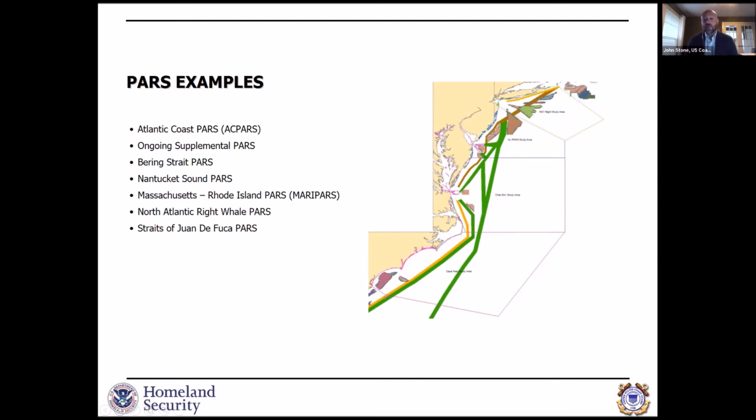Huge one out west with the Straits of Juan de Fuca a few years back. And then, not mentioned on this slide, you may have read in the Federal Register that we've kicked off a Pacific Coast PARS most recently to do something very similar to what we've done on the Atlantic coast. To study those waters in anticipation of any additional waterway use in that area, as well as some up in the Alaskan area as well. We've got some PARs ongoing.